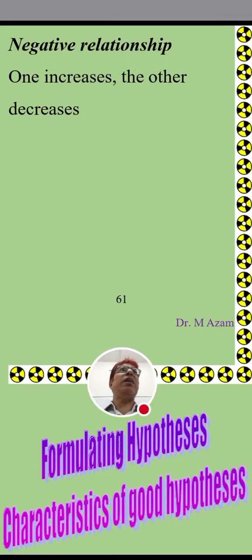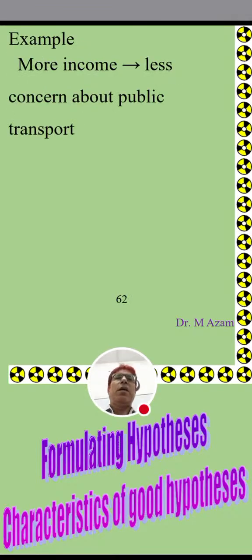Negative relationship between variables. In a negative relationship, one variable increases and the other decreases, or vice versa. If one decreases, the other increases. Example, if you have more income, there is less concern about public transport. If there's no public transport, you can have your own conveyance, your bike, e-bike, or your car, if you have good income.